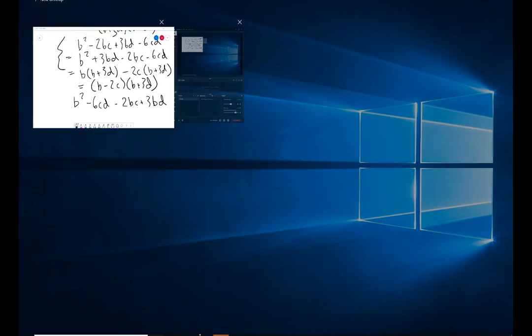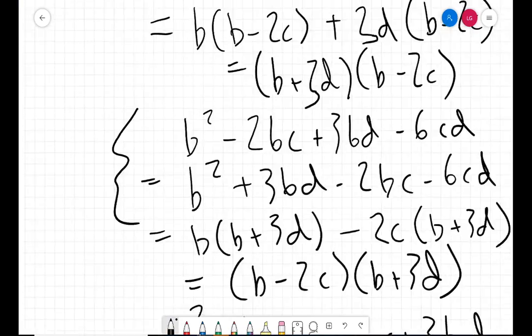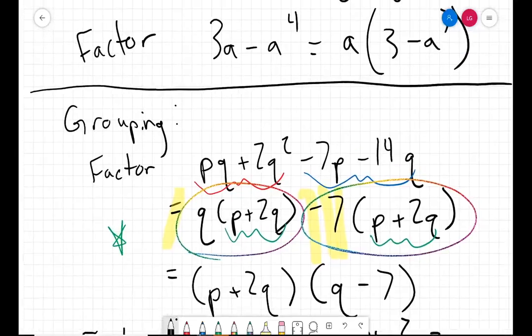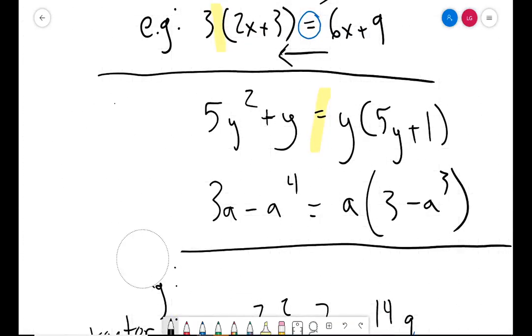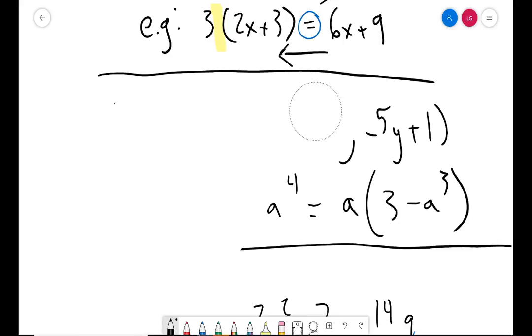Okay, rather than doing quadratic factoring, which we can leave for Thursday, let's do a couple more of these examples.